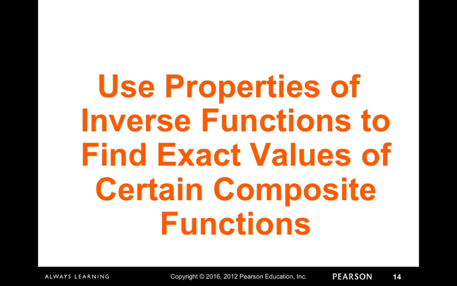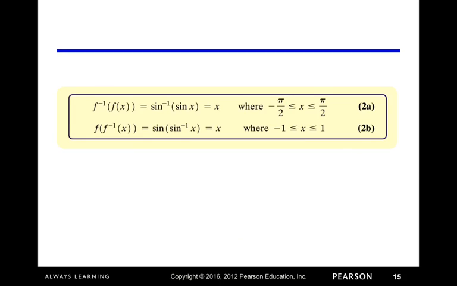So now the properties of inverse functions, we're going to use them to find exact values of composite functions. Remember, when you compose a function, you put one function inside of the other function. So here's composite functions. We have f inverse of f of x, which is going to equal the inverse sine composed with the sine function, and that should equal x, when our domain is between negative pi over 2 and pi over 2.